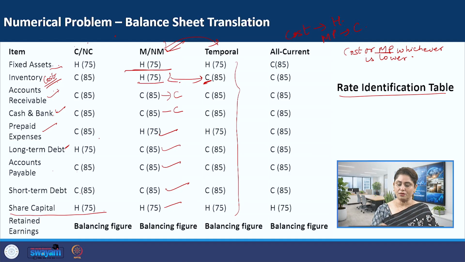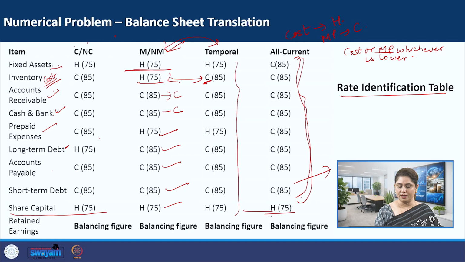Now, let us talk about the all current method. It is a very easy method, in which all the things are converted into the current rate, whether it is a monetary item, non-monetary item, fixed asset or short term asset. So, current assets or non-current, we convert every item irrespective of its nature into the current rate, while, as already told, the share capital will always be converted into the historical rate.